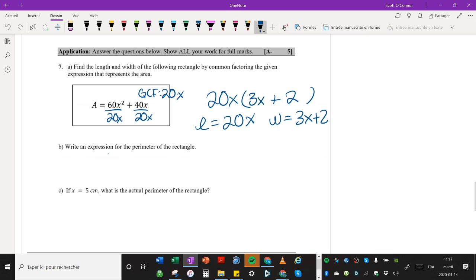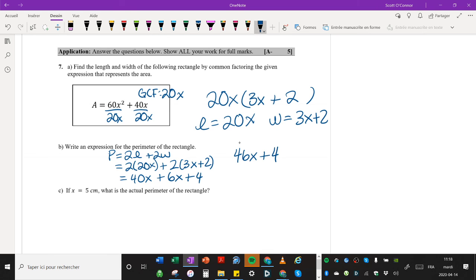Well, think, the perimeter of the rectangle is equal to P equals 2L plus 2W, that's the equation for the perimeter of a rectangle. What did I get for the length? The length was 20x, so 2 times 20x. And what did I get for the width? The width was 3x plus 2. So now I get 40x plus 6x plus 4. And 40x plus 6x gives me 46x plus 4. And that's an expression for the perimeter.